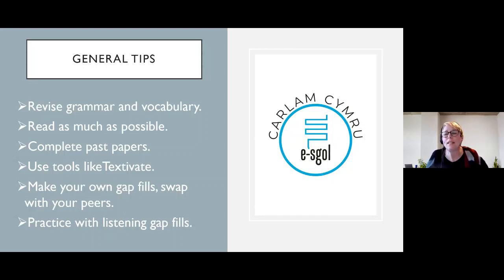Use tools like Textivate. There are some free tools out there that you can use to make your own gap fills. But just generally do your own. Handwritten ones are fine, so swap with your peers, do some for each other. You can also do your own a few months ahead and just leave them for a bit so you forget the answers, and then practice with them. Also with listening maybe. Listening gap fills will also help this task.